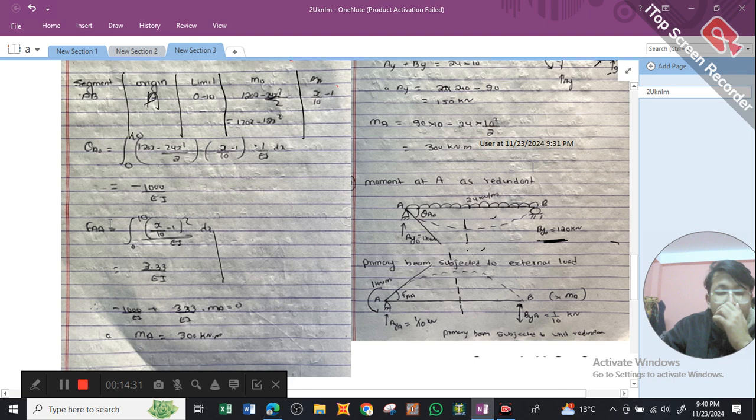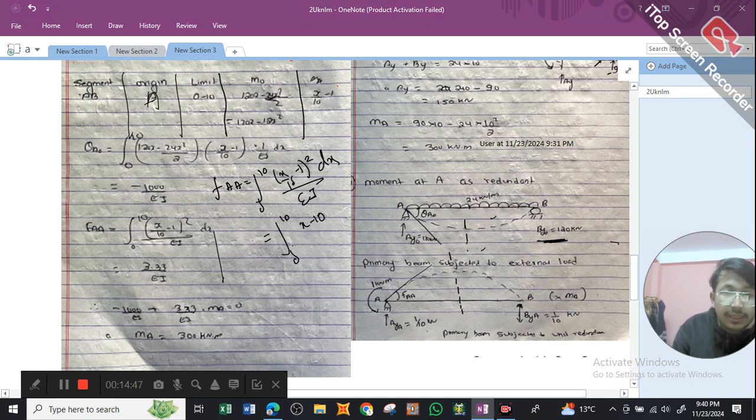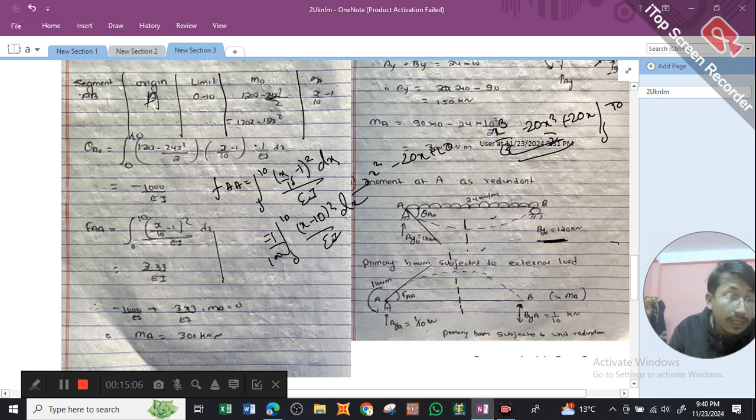Next we have faa, which is the formula for limit 0 to 10 of ma, which is x by 10 minus 1 whole square, divided by EI dx. So this is 0 to 10, x minus 10 divided by 10 square, 100 comes outside. This is a minus b whole square, which is x square minus 20x plus 100. So again you can solve this, it comes as x cubed by 3 minus 20x square by 2 plus 100x, limit of 0 to 10.